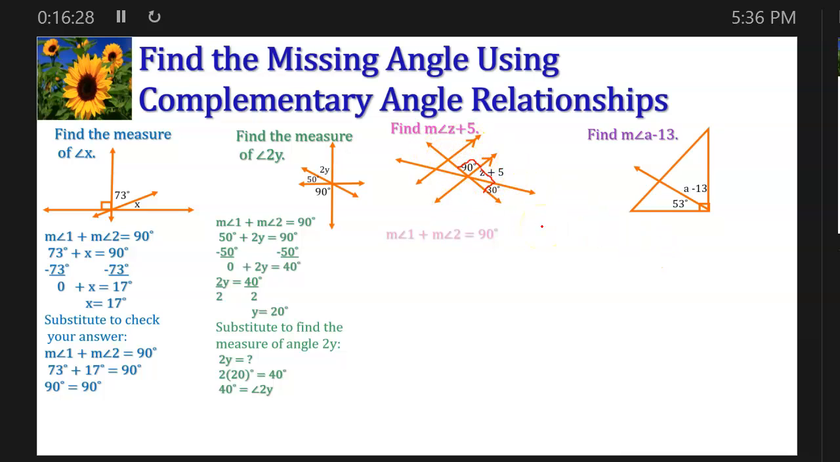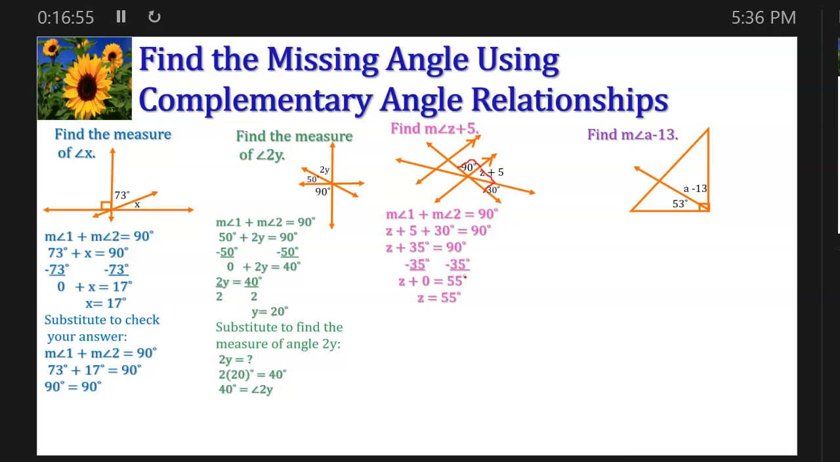So when we set that up, we would do the measure of angle 1 plus the measure of angle 2 equals 90. So that's z plus 5 as our first angle, plus 30, which is our second angle, equals 90. We combine our like terms, the 30 and the 5 together, and then we subtract 35 from both sides to undo that addition, and we end up with z equaling 55.